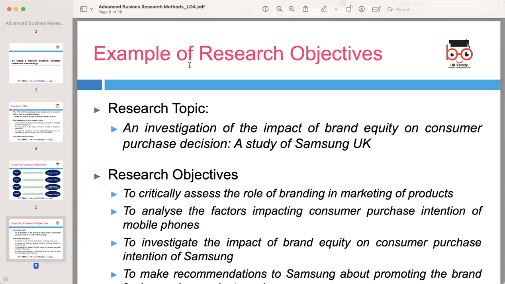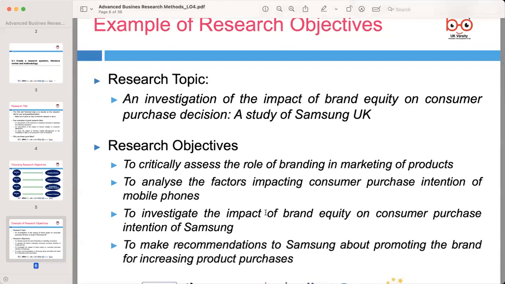So here we're discussing a research topic that focuses on the influence of brand equity on consumer purchasing decisions, specifically looking at Samsung in the UK. Our research objectives are as follows. To critically assess the role of branding in marketing of products. So objective one is to evaluate the importance of branding in product marketing.